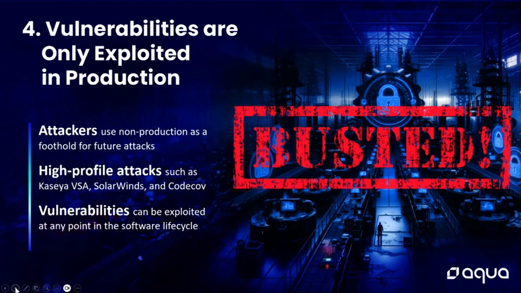So attackers can exploit vulnerabilities at any point in the software lifecycle. We just talked about that. And the way they take advantage of that is they gain initial access, they escalate privileges, or even move laterally within an organization. And oftentimes they target non-production environments to gain this access and steal sensitive data, as well as establish a foothold for further attacks.